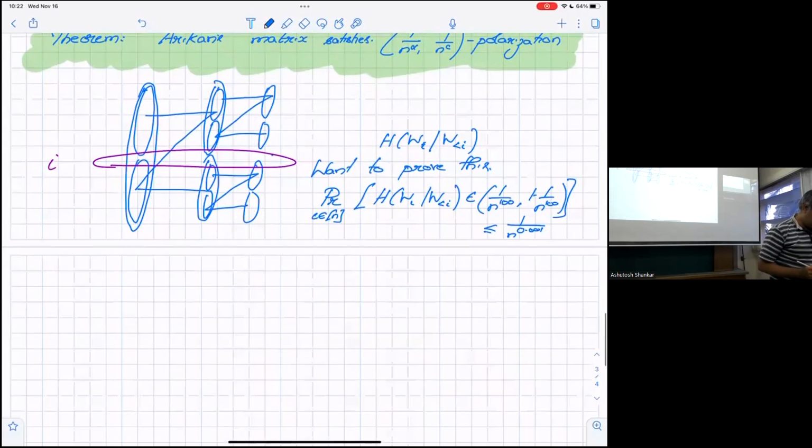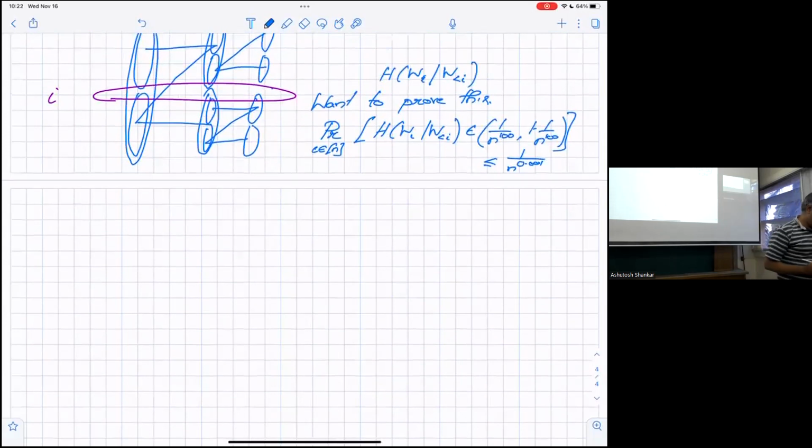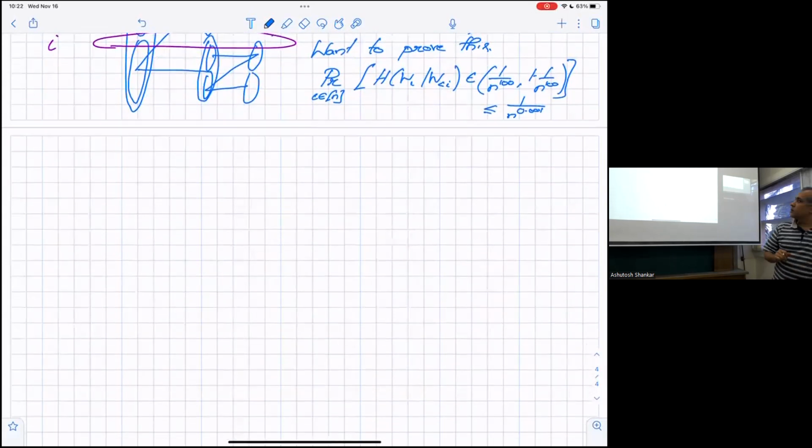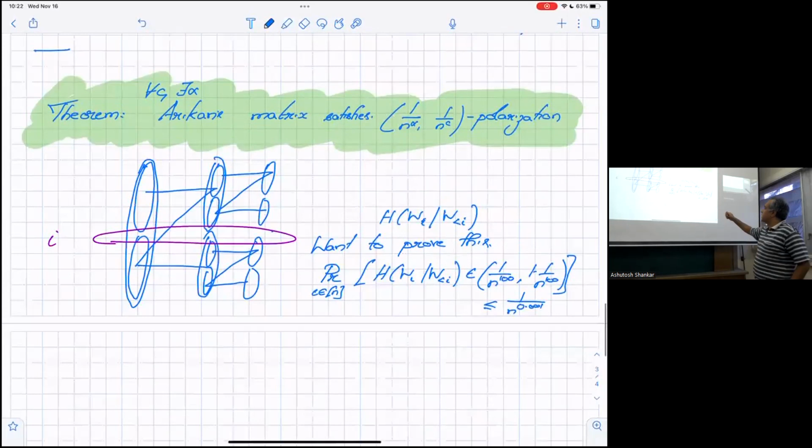So actually, let's look at the protocol. Here we'll follow Arikan's approach. Arikan is going to define a martingale. So he's going to look at the evolution. If you want to understand H of Wi given W less than or equal to i, it eventually goes close to 1 or close to 0. Notice at the very beginning.